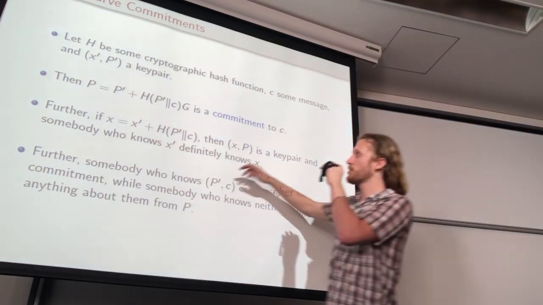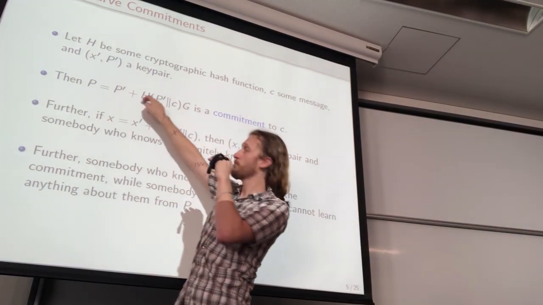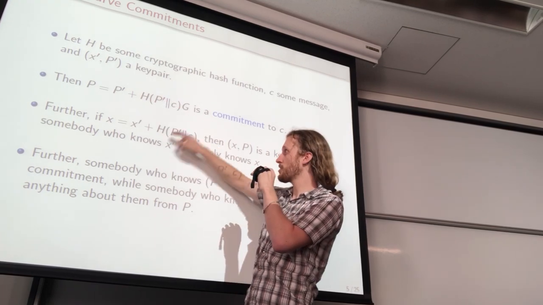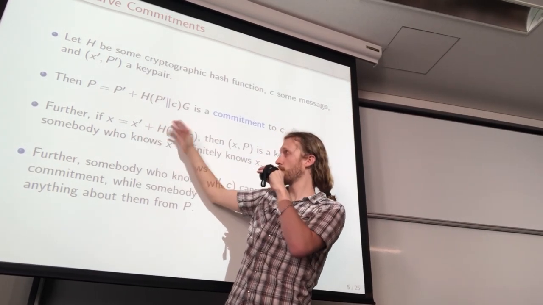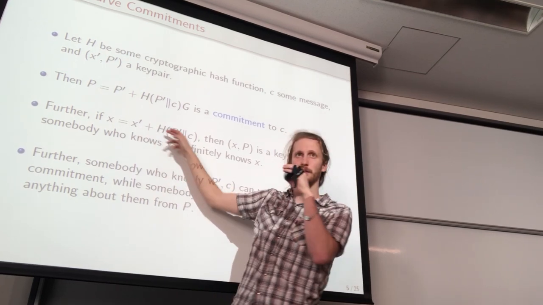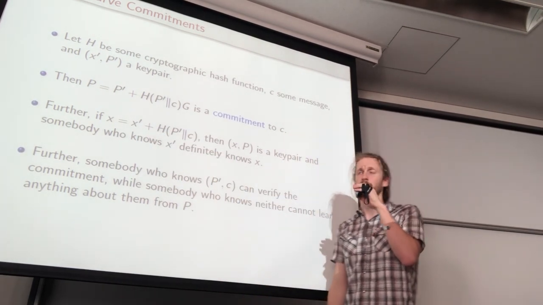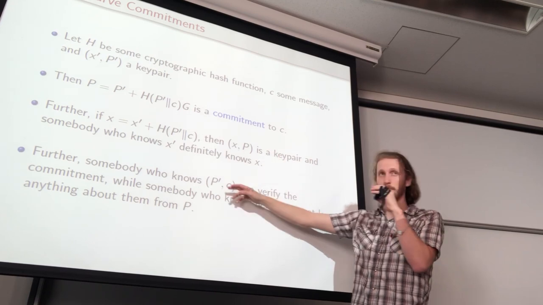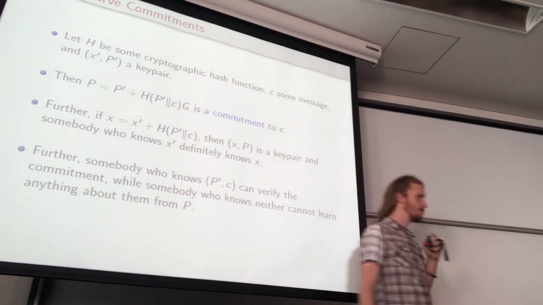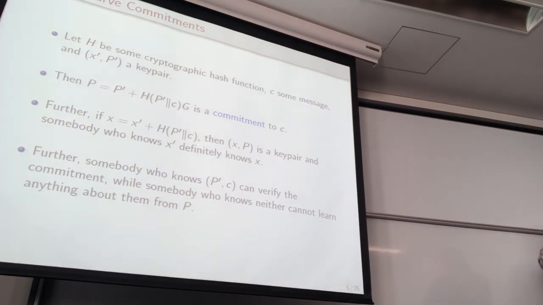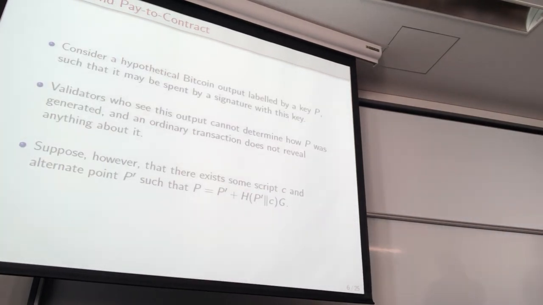So in order to sign with P, you do not need to reveal P prime. You just produce a signature with this secret key. When you sign with it, you don't reveal anything about it. In particular, you don't reveal that it was produced by this equation. So you can just sign with it without revealing P prime or C, and no one will be any the wiser. Okay, so I'll come back to this a couple times, but let's move on.